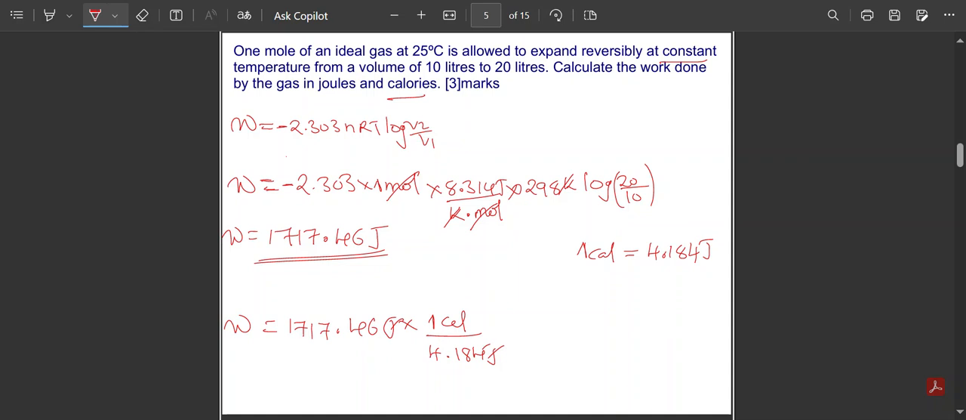So let me do it. 17,717.46 divided by 4.184. This is giving me 410.5 calories. So this is the answer in calories. So that's how you can calculate this one. Simple as that. So let's go now to the next question.